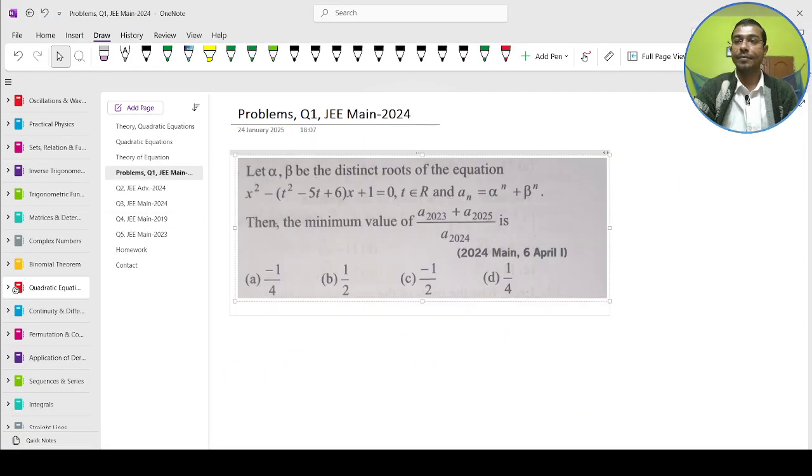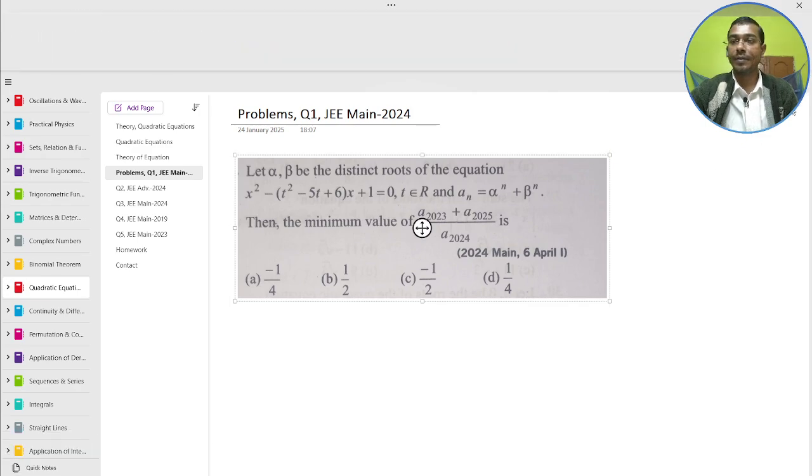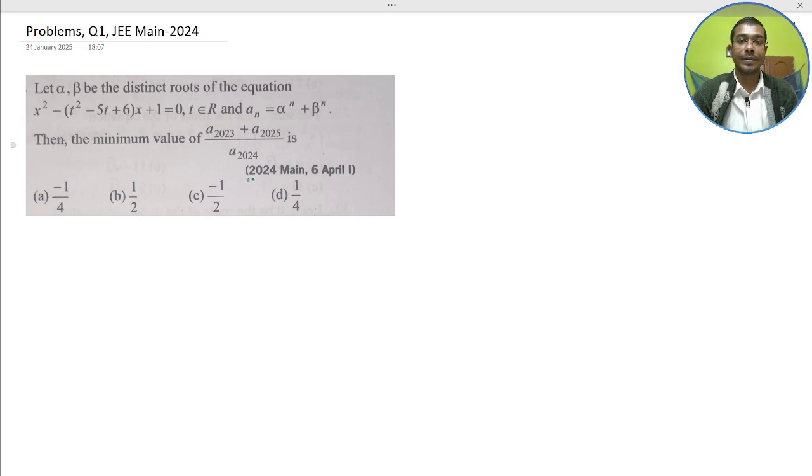So the first problem is from the recent questions, JEE Main 2024. Let alpha, beta be the distinct roots of the equation x^2 - (t^2 - 5t + 6)x + 1 = 0, t belongs to R, and a n = alpha^n + beta^n. Then the minimum value of (a 2023 + a 2025)/a 2024 is equal to what?